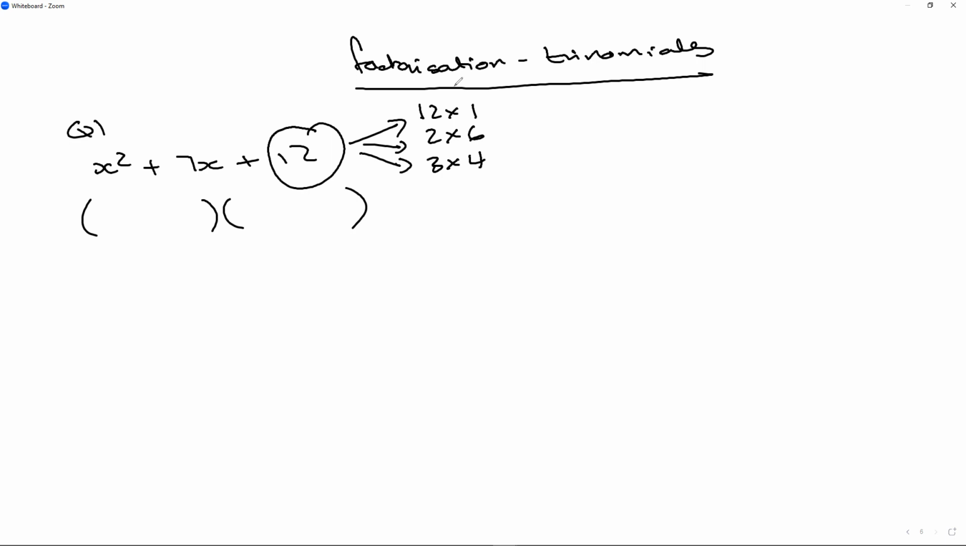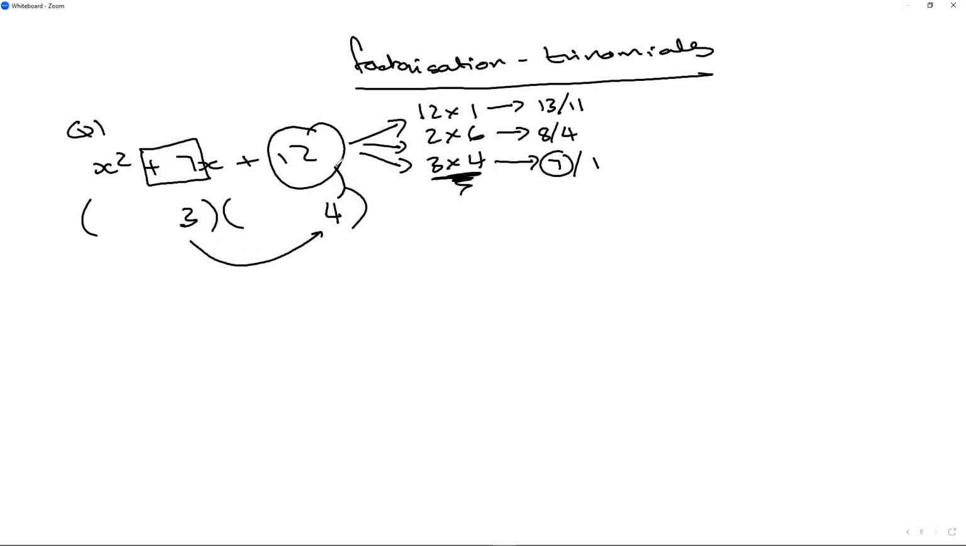And looking at each of those factors, which of those add to the middle term, 7? This can get me 13 if I add it, or 11. This can get me 8 if I add it, or subtract it, I get 4. If I add this, I get 7, or subtract it, I get 1, or negative 1. So I can see that is where the solution lies, 3 and 4. So I need to multiply 3 times 4 in my bracket, the last two terms, to get 12.